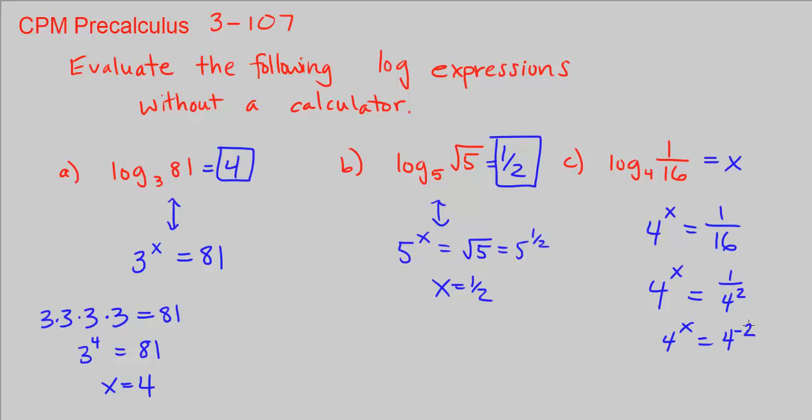I'm just keeping the left side the same, simplifying the right. That means the exponents are equal. x is equal to negative 2. And I'm able to erase the x here and put equals negative 2. In fact, I can even leave x here and say that's equal to negative 2, because this whole thing is just equal signs. And the answer is negative 2 for part C. So that ends for us CPM Precalculus Chapter 3, number 107.